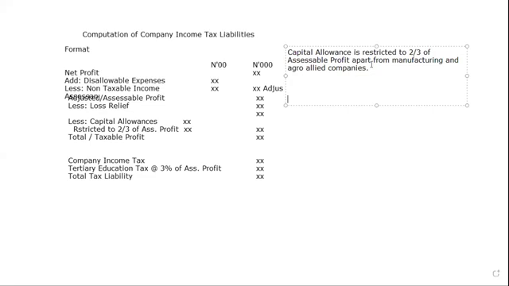Can you hear me now? Yes. Okay, please. I want to know, effective when is this 3% of TET? 2024 year of assessment. 2024 year of assessment. Thank you. That's the first thing to be noted.